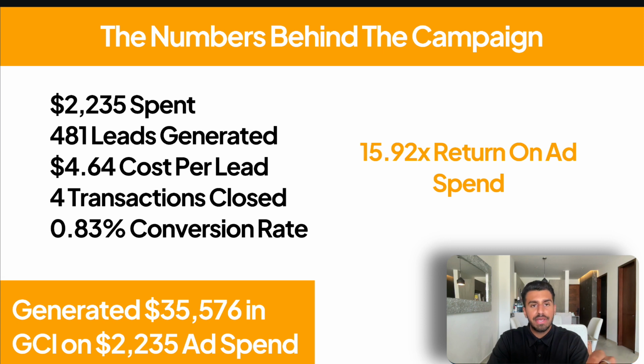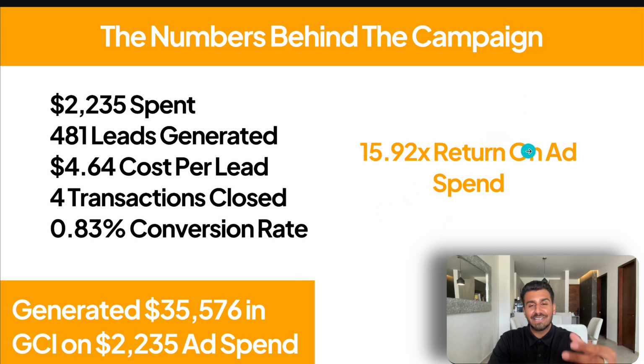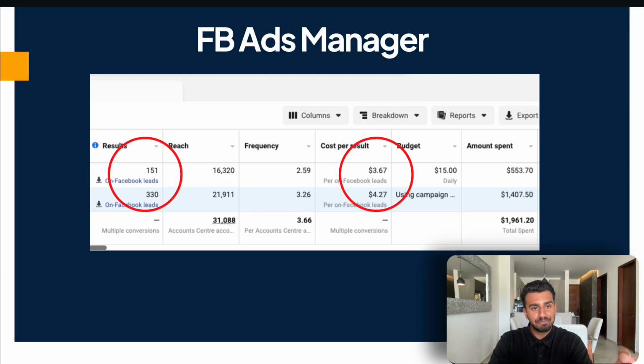We had a couple different campaigns going on. We generated 481 leads at a cost per lead of $4.64. 4 transactions ultimately closed in about a 4.5 to 5 month time frame with just under a 1% conversion rate. But overall, we had generated $35,000 just about in GCI on $2,200 in ad spend, resulting in a 15.92 ROAS. So what that means there is for every $1 we put in, we just about got $16 back out.